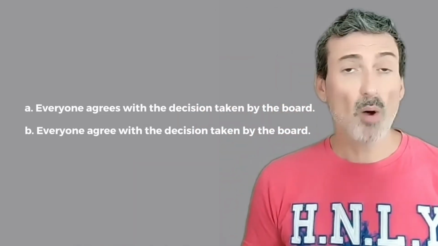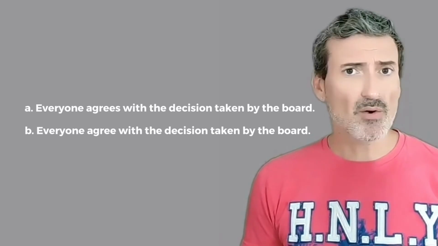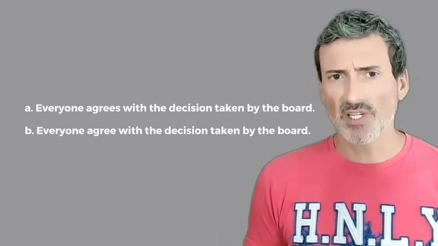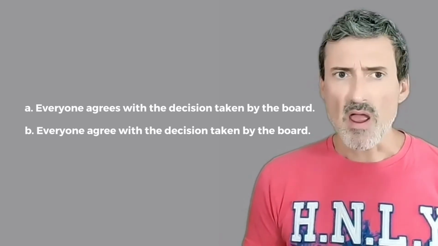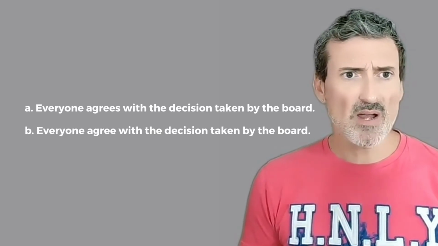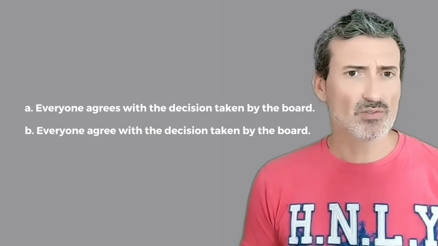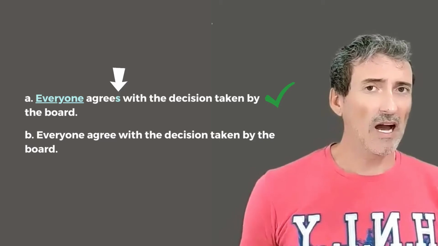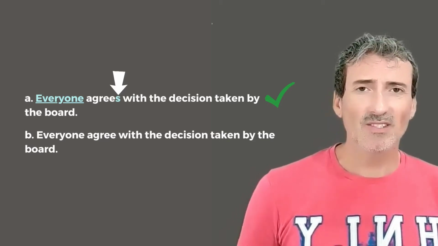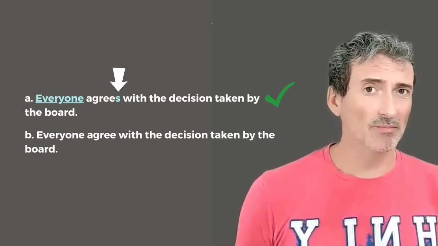First example, option A. Everyone agrees with the decision taken by the board. Second option, option B. Everyone agree with the decision taken by the board. Out of these 2 examples, sentence A is the correct one.